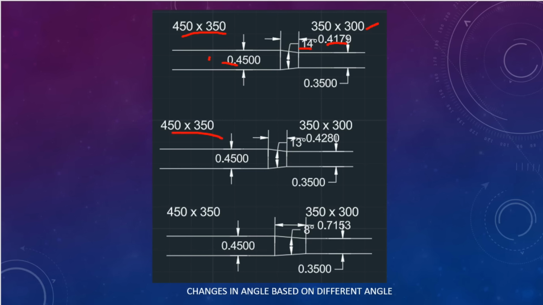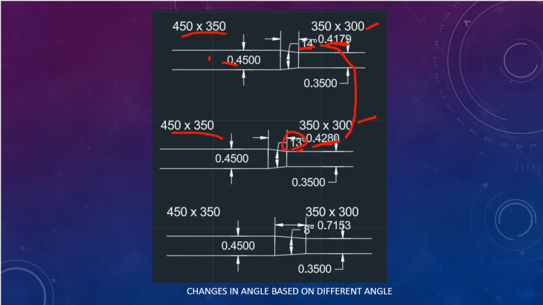And second, same size, I have not changed the size here also, but what I changed here is the duct length; I have increased the reducer length. Earlier it was 417 mm, now I increased to 428 mm. You can see how the angle is changing here. Earlier it was 14 degree, now it becomes 13 degree.